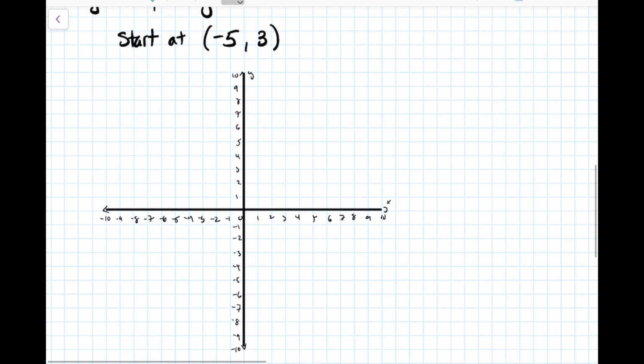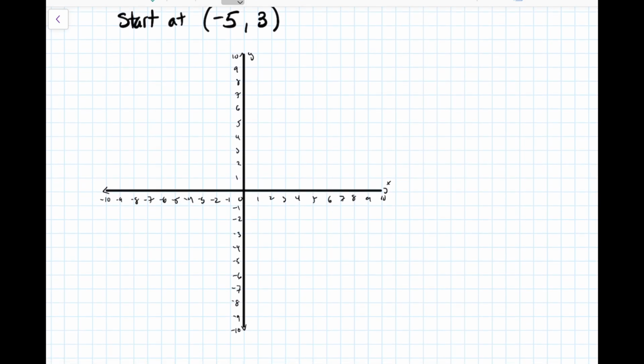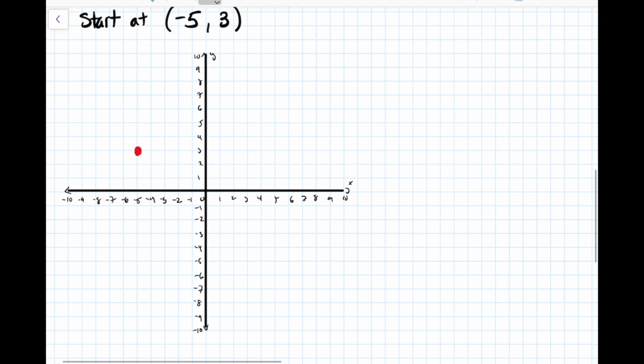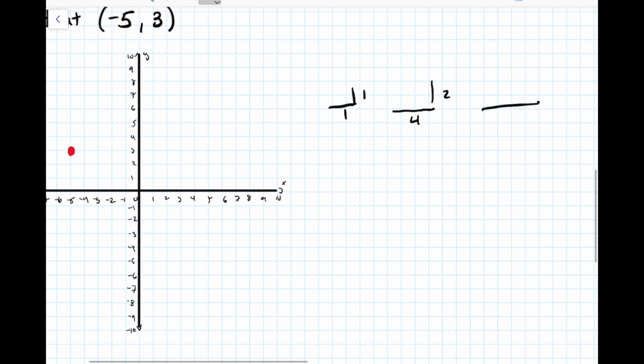All right, so our starting point we said was at (-5, 3). So our first point goes there. That's great. But unlike the last example, we do have an a value other than 1 here. So we've got to think. Remember, our basic pattern is over 1, up 1, over 4, up 2, and over 9, and up 3.